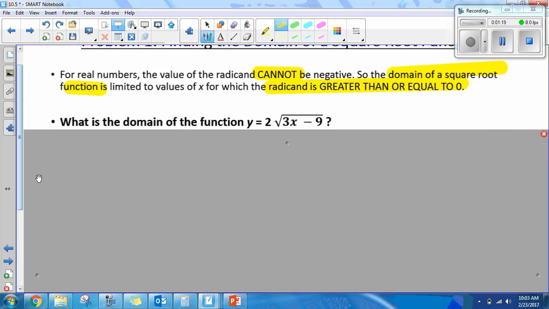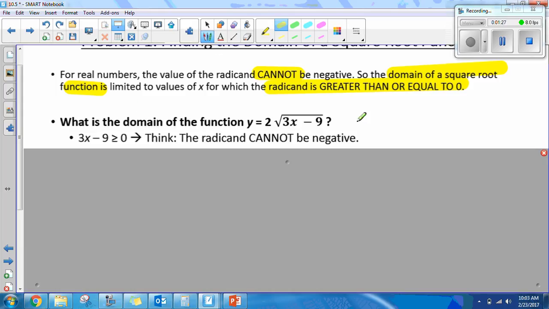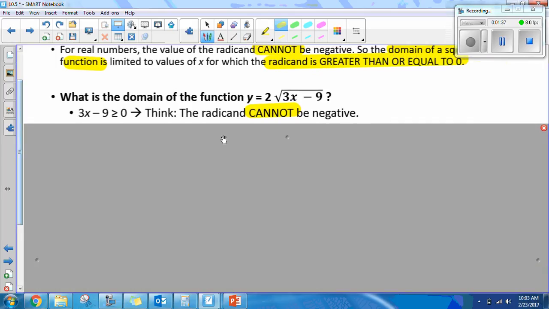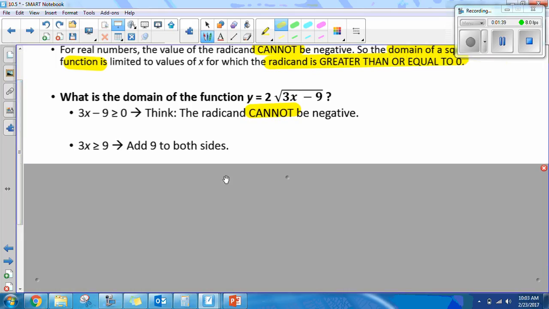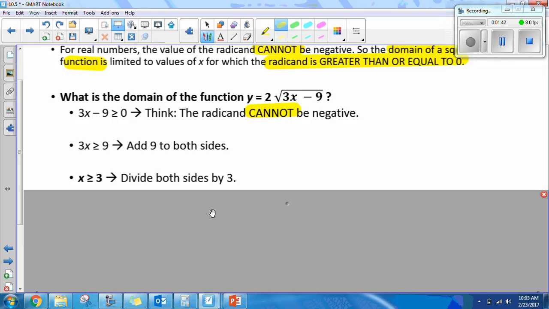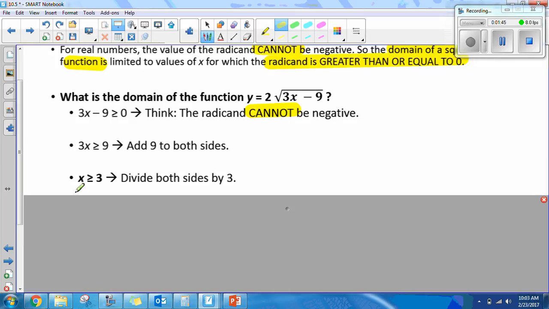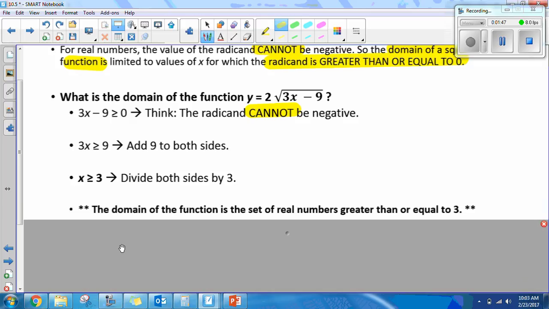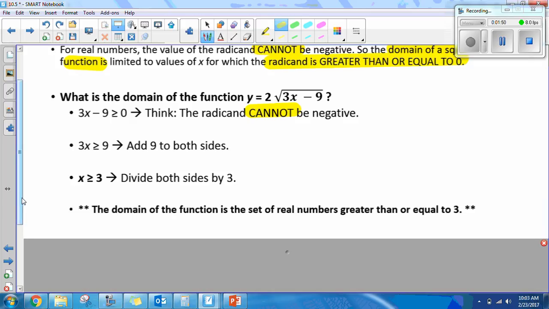What is the domain of the function y equals 2 radical of the quantity 3x minus 9? So you have to think, the stuff inside the radicand, 3x minus 9, has to be greater than or equal to 0. It cannot be negative. So then we're going to solve for x. We'll add 9 to both sides and divide by 3. And we get x is greater than or equal to 3. So the domain of the function is the set of real numbers greater than or equal to 3 for this function.